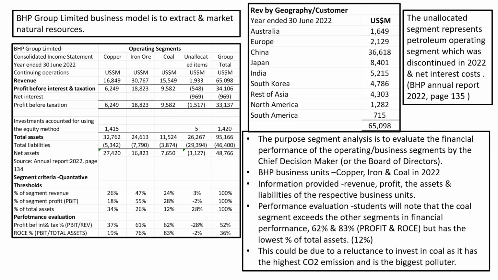Another aspect of segmental analysis is to provide some segmental analysis of revenue by geography. Now, this classification by geography also serves as a proxy for its customer base, and students will know that China is BHP Group's biggest customer, generating over £36 million in revenue.